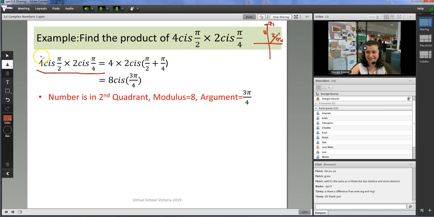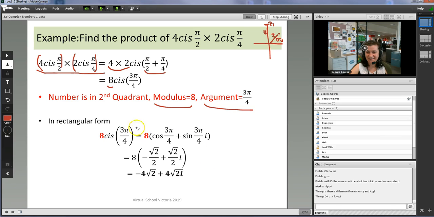When you multiply two complex numbers in polar form together, you multiply the moduli, and then you add the arguments together. So in this case, 4 times 2 is 8 cis 3 pi on 4, which is fine because that argument is in the interval that we're happy with. So this number is in the second quadrant, the modulus is equal to 8, and the argument is equal to 3 pi on 4.